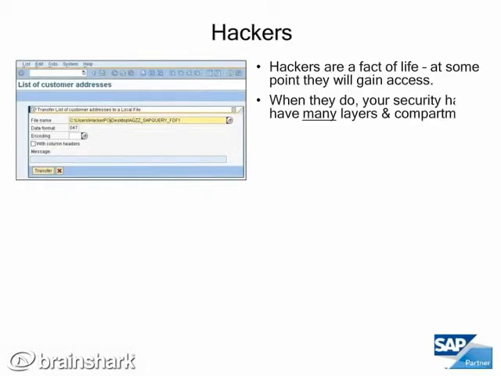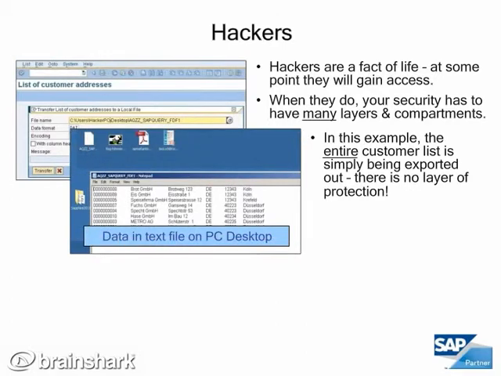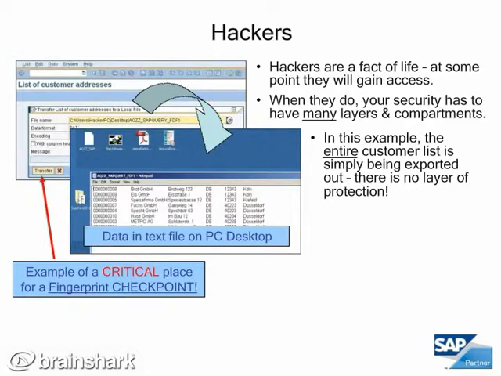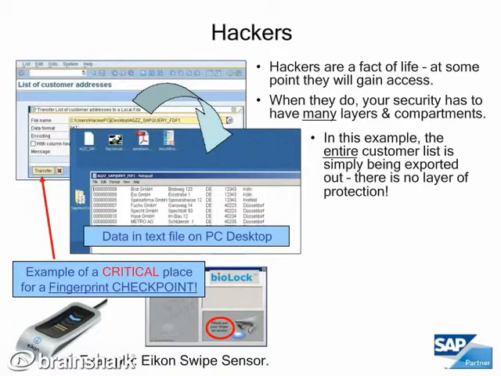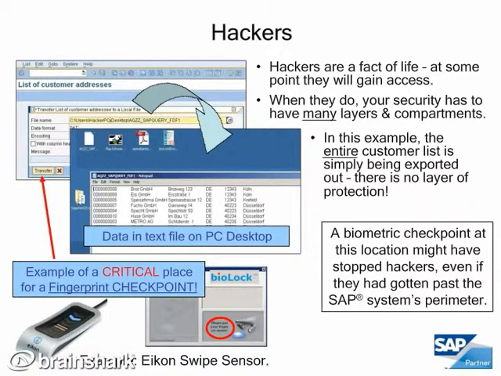Hacking is almost inevitable, but you can limit the damage that might be done if someone does gain access. Data access has to be compartmentalized so that if an intruder does get past the system perimeter, it doesn't mean they can do any real damage. In this example, a hacker who got past the perimeter is simply exporting out the entire customer database. This is a classic opportunity for a security checkpoint. Access points like this should be restricted as much as possible and limited to users who have passed biometric authentication. Swiping a sensor like the one shown only takes a couple of seconds, but it makes all the difference in the world in securing your data.